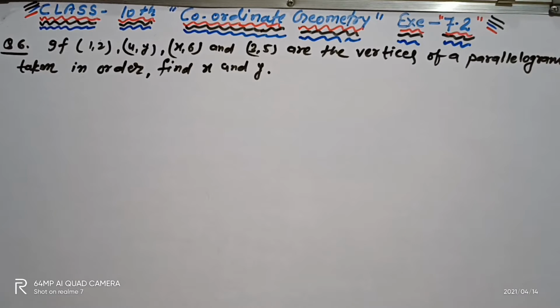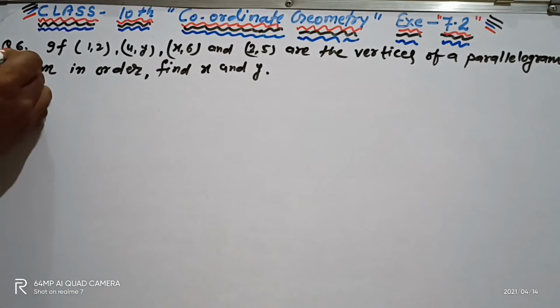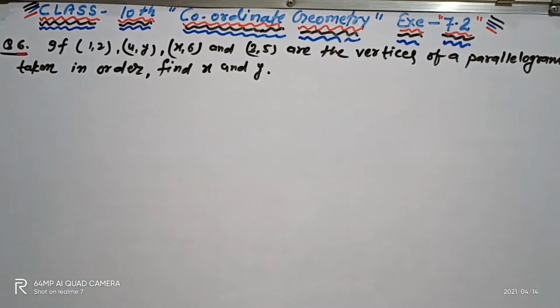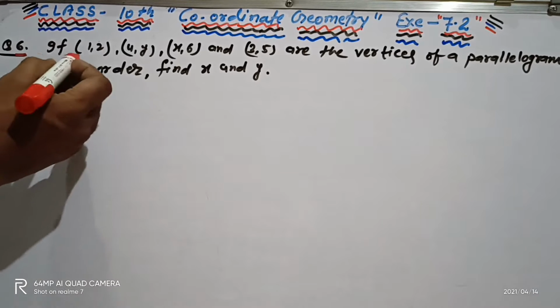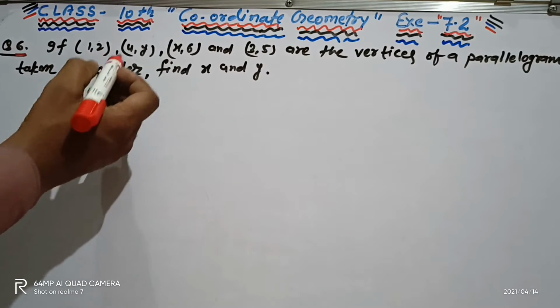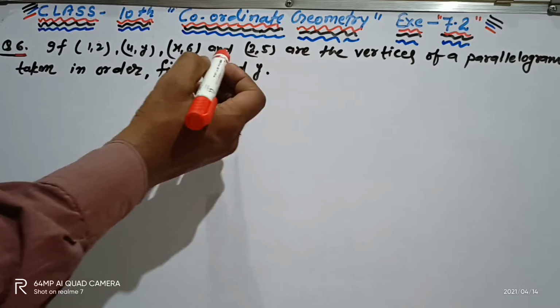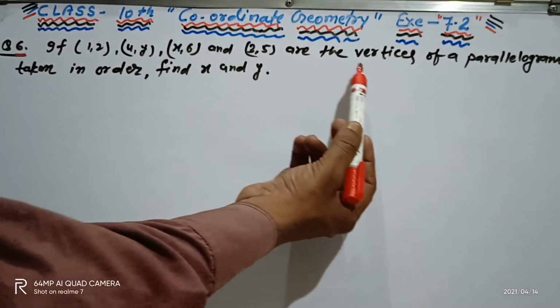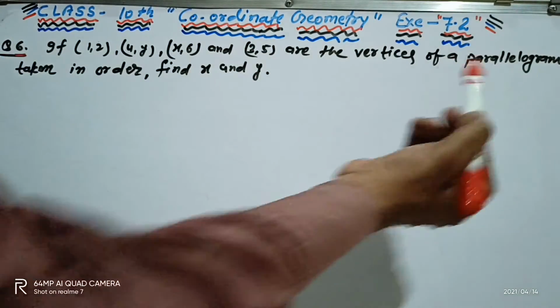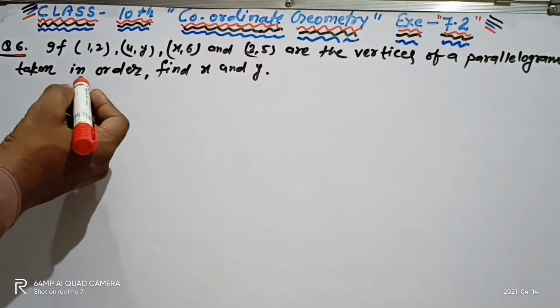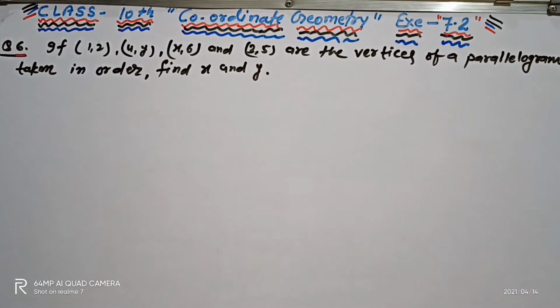Today I am again here with a new question from the chapter Coordinate Geometry of Standard 10th, from Exercise 7.2, question number 6. So without wasting our time, let's start and see what the question is saying, and we will solve it. The question says: if (1, 2), (4, y), (x, 6) and (3, 5) are the vertices of a parallelogram, taken in order, find the values of x and y.